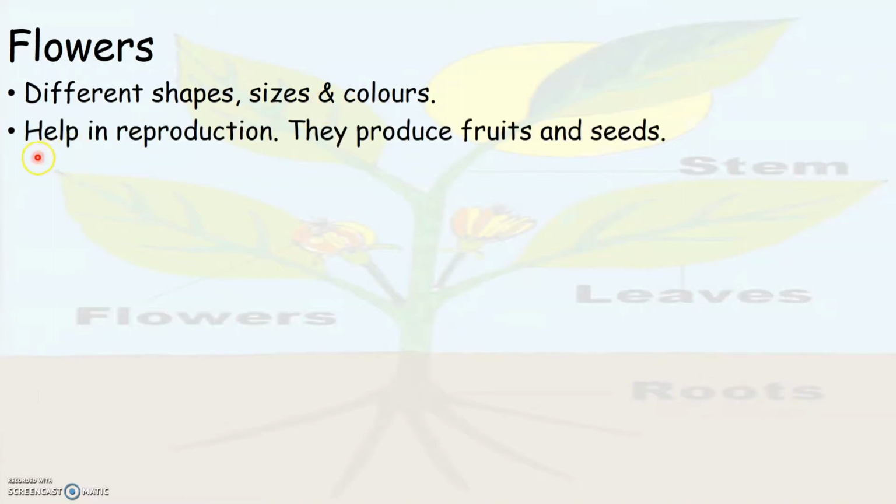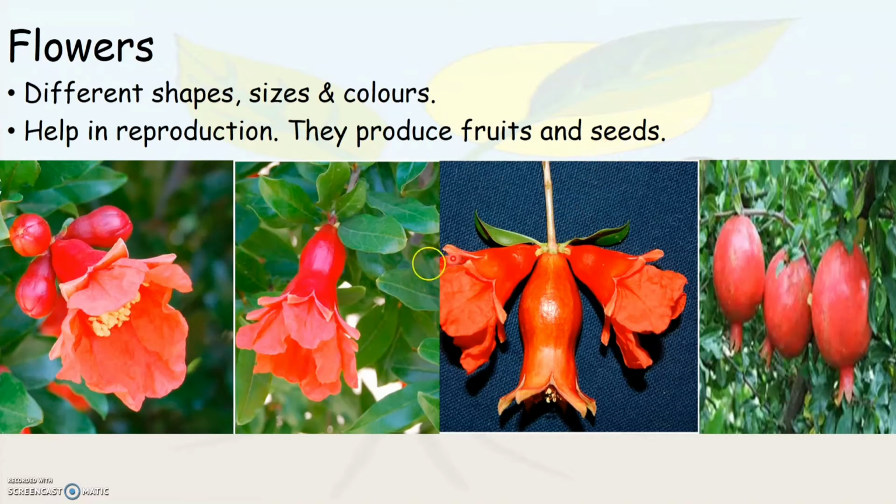Flower is the part of the plant which helps in reproduction of the plant. They produce fruits and seeds. Now we will see how a fruit is developed in a plant. Before a fruit grows in a plant, buds are formed in a plant. Now as these buds grow, they form and bloom into a flower.